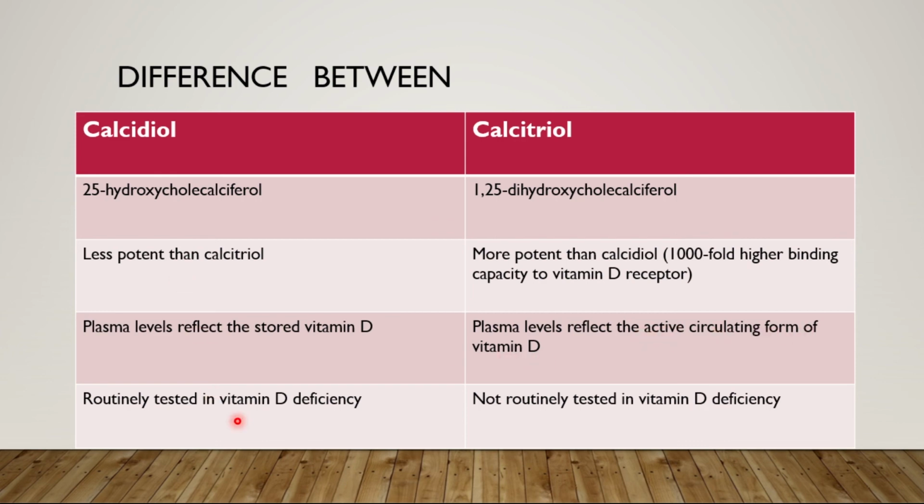In the test done for vitamin D deficiency, calcidiol is actually tested. This is because, as mentioned above, this reflects the stored vitamin D. Calcitriol is formed only when there is a necessity of vitamin D, so it is not tested in vitamin D deficiency.